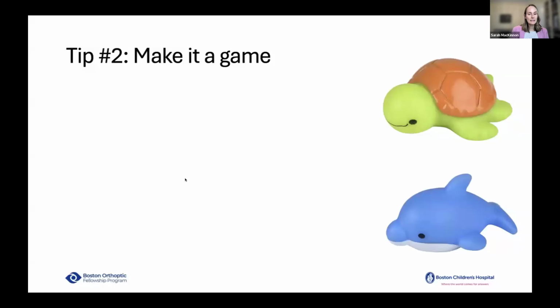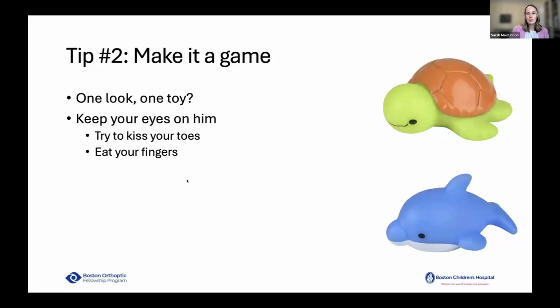Tip number 2 may seem obvious, but with children, we always want to try and make it into a game, and toys can help with that. While the expression one look, one toy can often be true, I can usually get a lot of mileage out of maybe 1 or 2 toys for the motility exam. You do have to read the room a little bit, but saying things like, keep your eyes on him, he might try to kiss your toes, and making some kissy noises, or watch out, he's going to eat your fingers, and saying yum yum will often do the job for most kids.